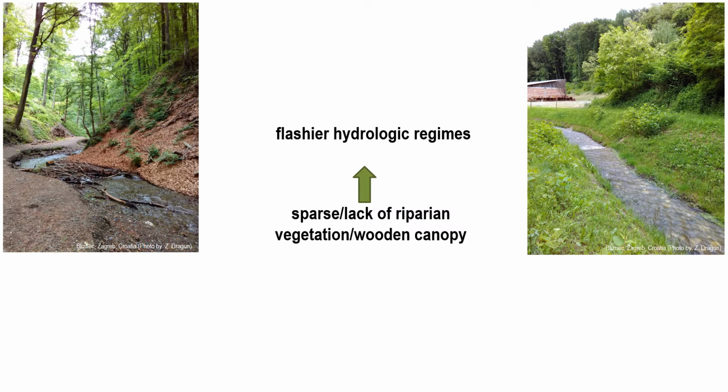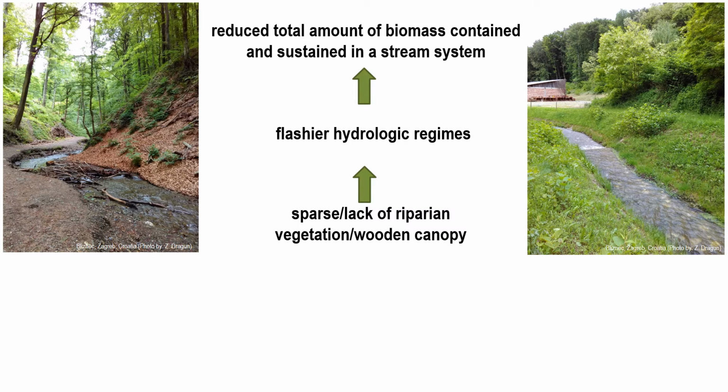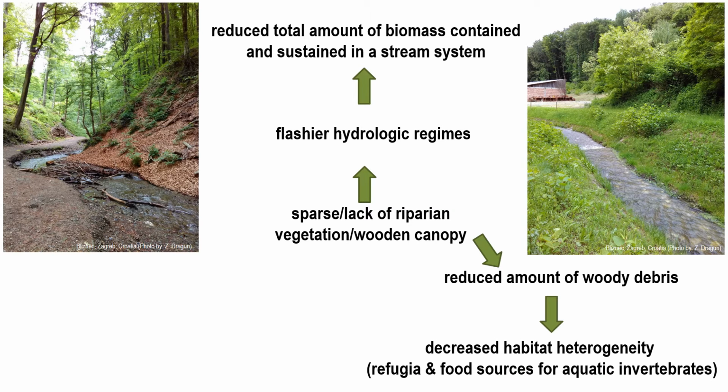Also, streams within urban landscapes tend to have flashier hydrologic regimes, which means higher discharges, because they are channelized and act like flumes. So, urban stream sites mostly contain smaller total amount of biomass. Less riparian vegetation also reduces the amount of large woody debris that falls into streams. Such debris is recognized to increase habitat heterogeneity and provide refugia and food sources for aquatic invertebrates, which you could check by employing Globe freshwater macroinvertebrate protocols.